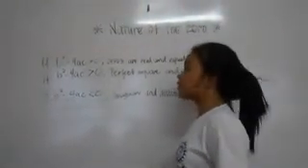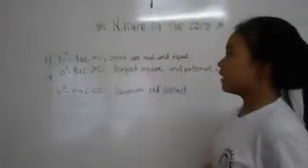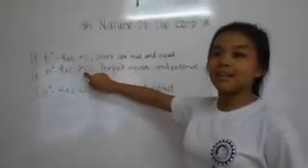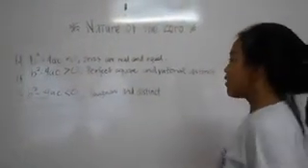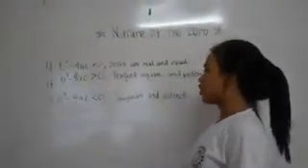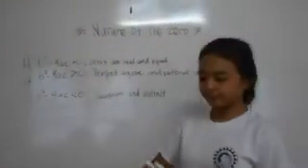If b squared minus 4ac is equal to 0, zeros are real and equal. If b squared minus 4ac is greater than 0, perfect square and rational, distinct. If b squared minus 4ac is less than 0, imaginary and distinct. Here, I will give some examples.